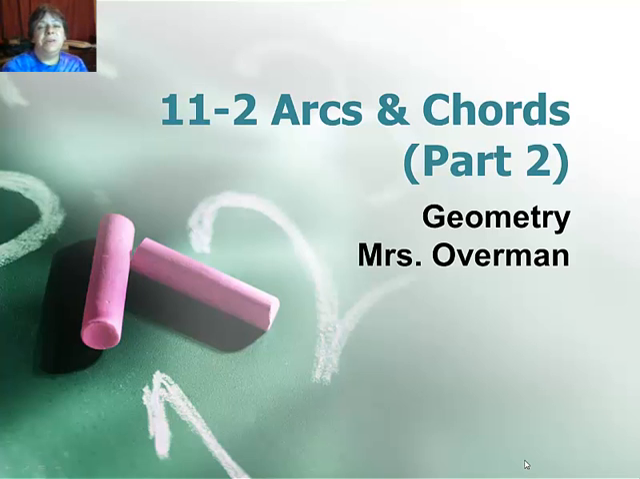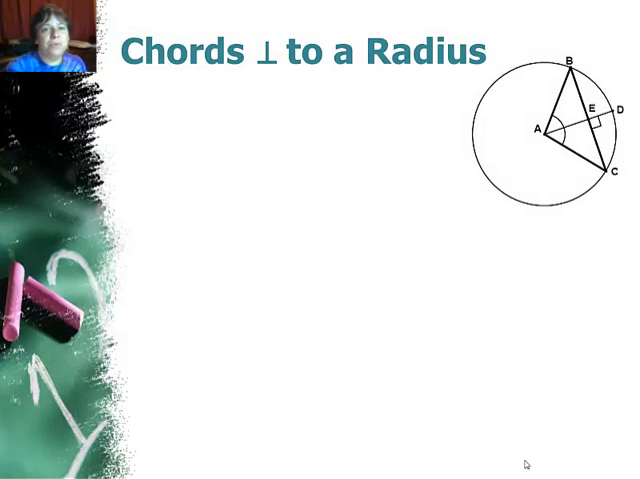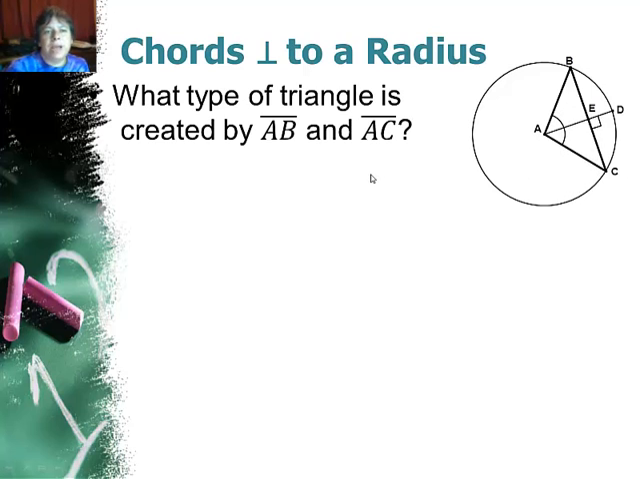Now we're going to take a look at some other properties of arcs and chords, in particular, chords that are perpendicular to a radius. One thing that's interesting, and I have an angle here, so ignore this angle marking, is if you have a chord perpendicular to a radius, what does that mean? I went ahead and connected the point here and here. BC is the chord. And the interesting thing is the type of triangle it creates.